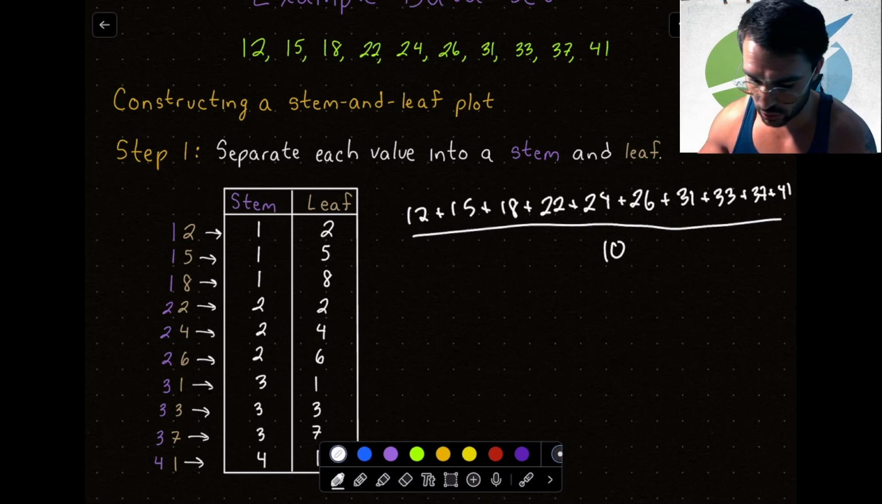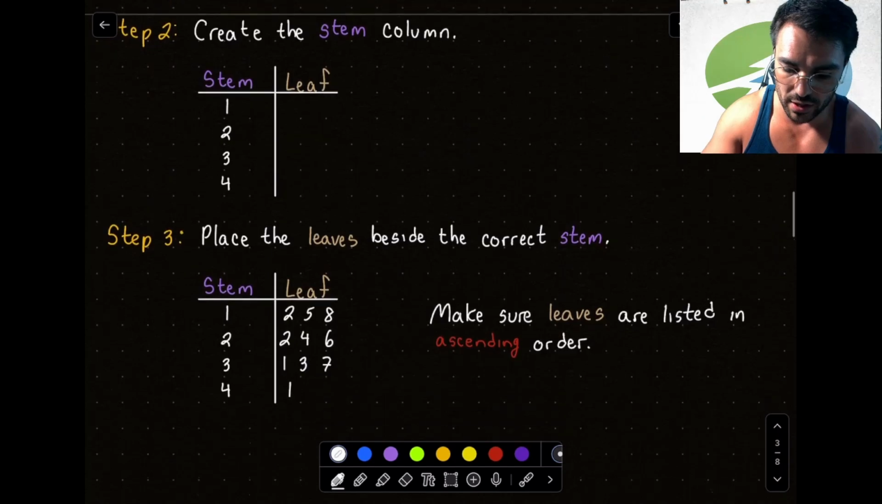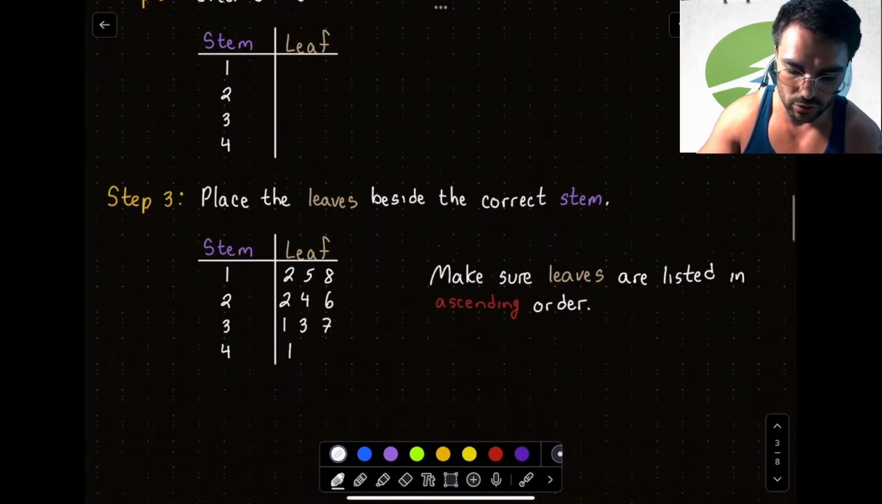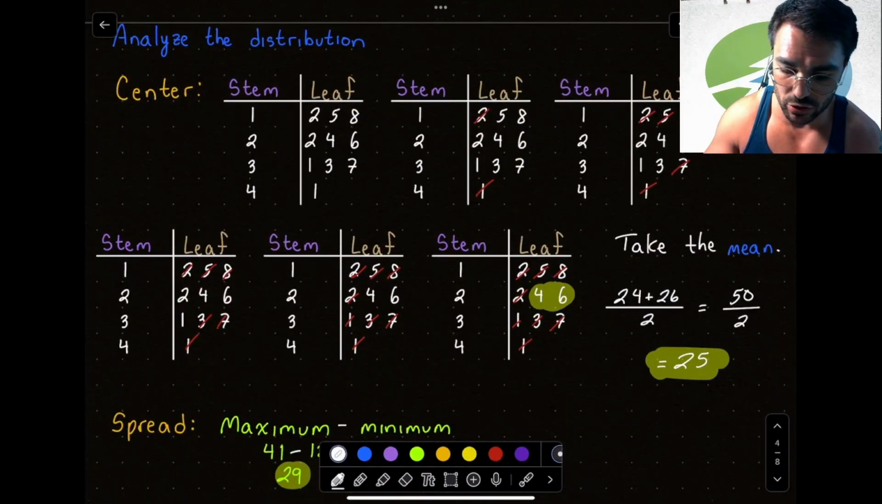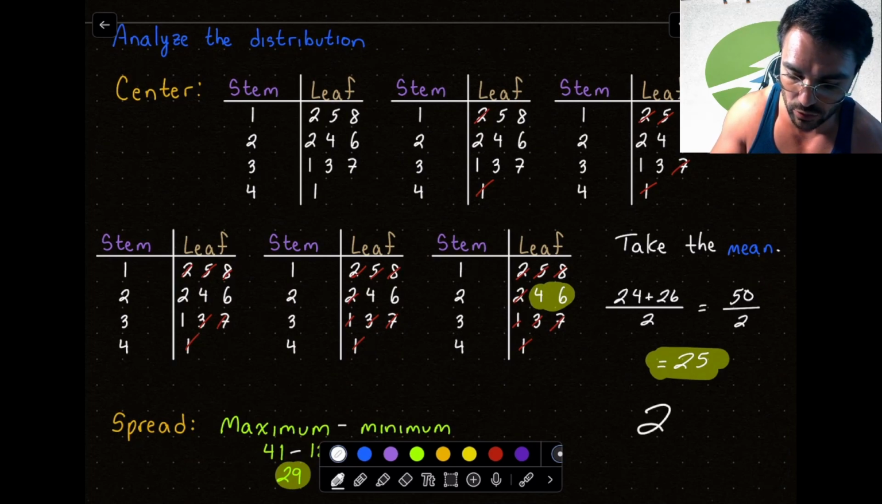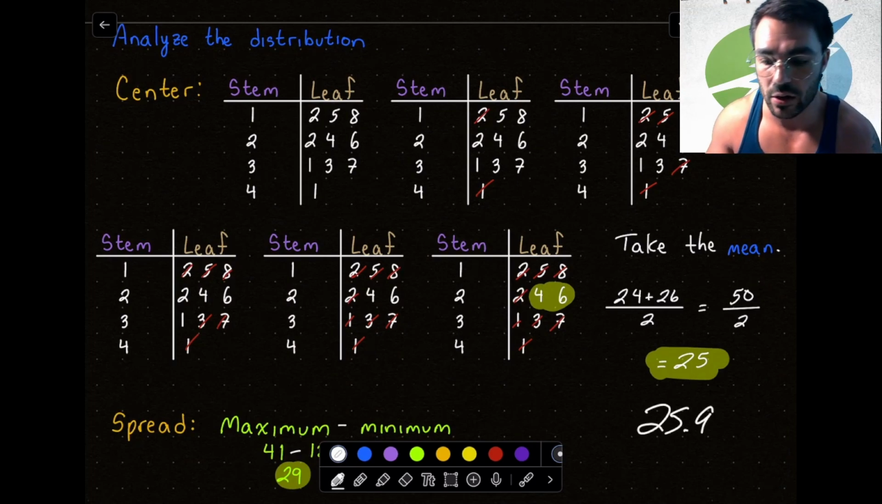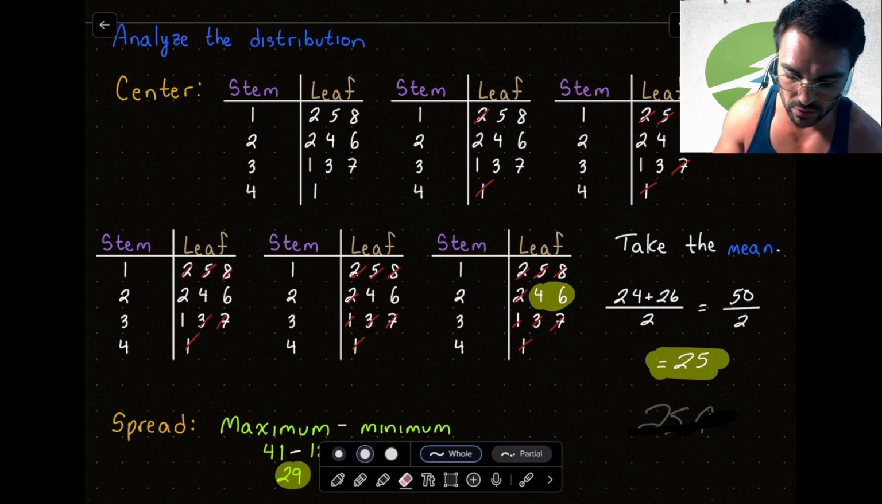So again, let's plug them all in. 12 plus 15 plus 18 plus 22 plus 24 plus 26 plus 31 plus 33 plus 37 plus 41, all of this divided by 10. And our mean, like I said, should be close to our median. I said our median was 25. When I calculated the mean, I got 25.9. Like I said, should be close enough. Let's erase all this.